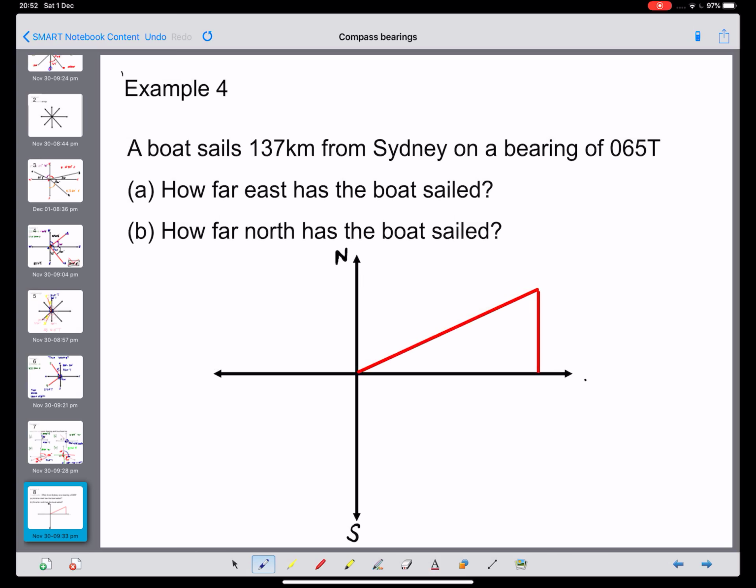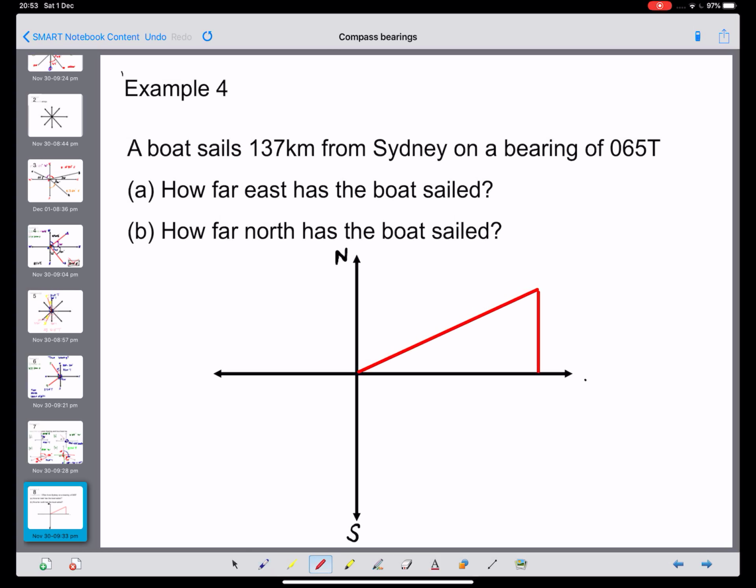Okay, so you've got a little problem to do. A boat sails 137 kilometres from Sydney on a bearing of 65. How far east has the boat sailed? How far north has the boat sailed? I'm going to give you a hint. You're going to be using trigonometry for right angle triangles, and you'll need a scientific calculator. Well, let's do this then.